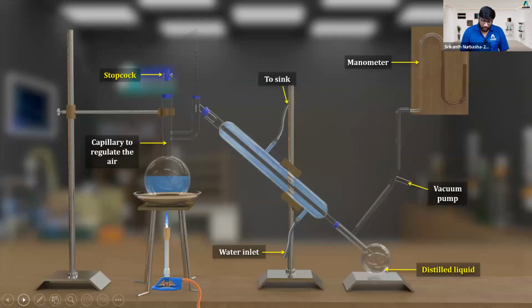So a complex technique will be there. This is the apparatus and all. These diagrams are not required, but you have to understand that we have to reduce the pressure above the surface of the liquid. So under reduced pressure, the boiling of that liquid happens at a lower temperature than its original boiling point, such that you can actually do that distillation.